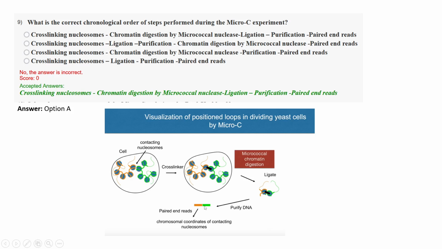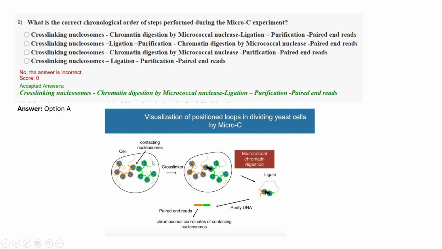In this experiment, what they wanted to understand is that regulation of gene expression can also occur by contacting two nucleosomes. Even if the DNAs are far apart from each other, if you bring the two nucleosomes together, the two genes can still get regulated. From the nucleosome contacts, you can get the chromosomal coordinates, a map from which you can get the DNA sequence which is getting regulated in this way.